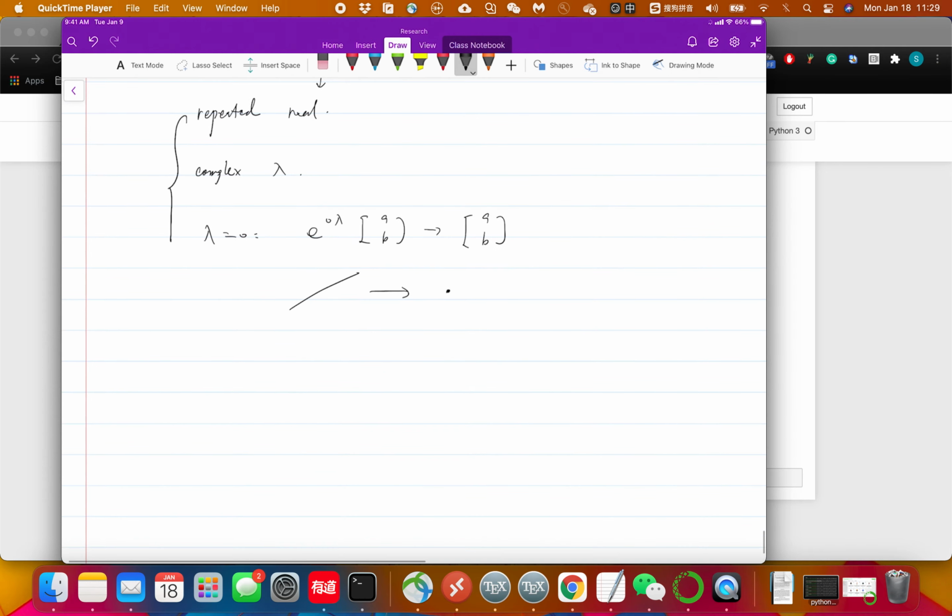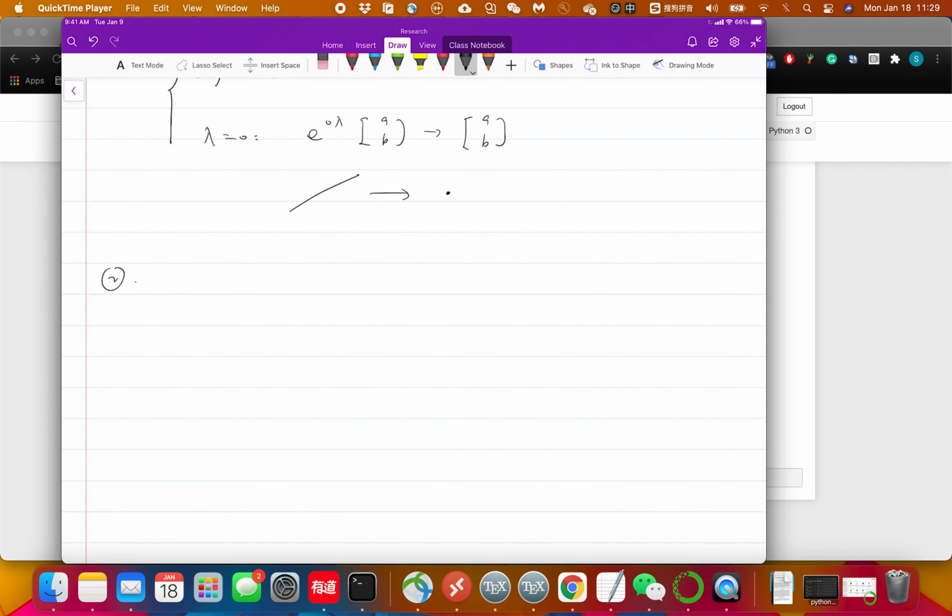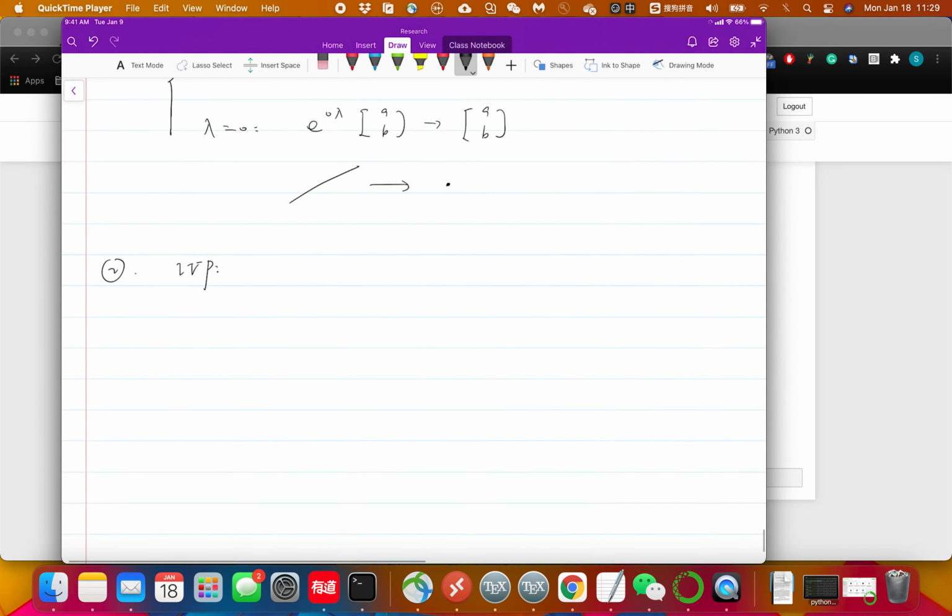Second thing, which I want to briefly mention: once you have the straight line solutions, everything you need to do is just write down the general solution. But what about an initial value problem? Well, to solve it, it's really easy.